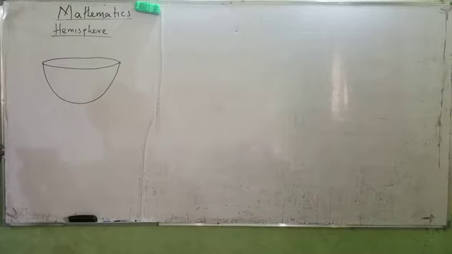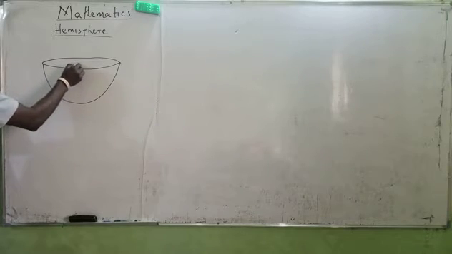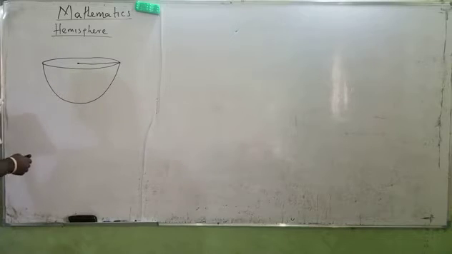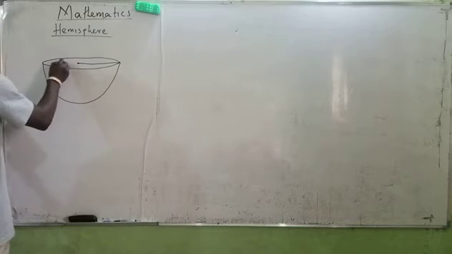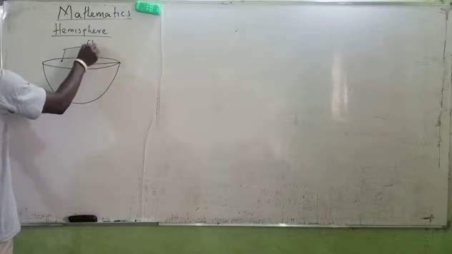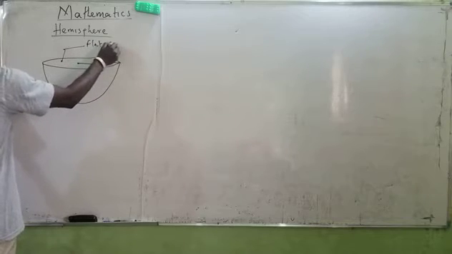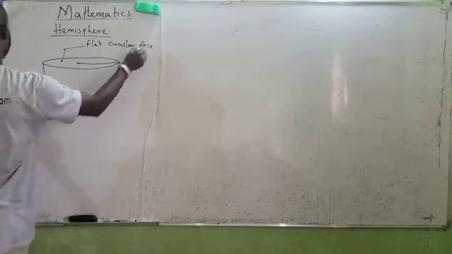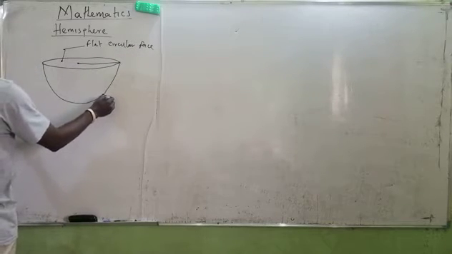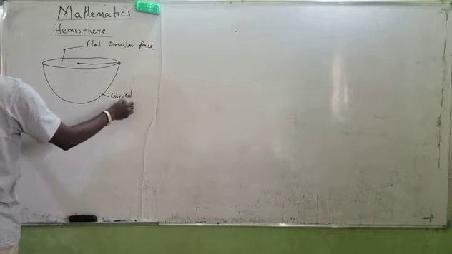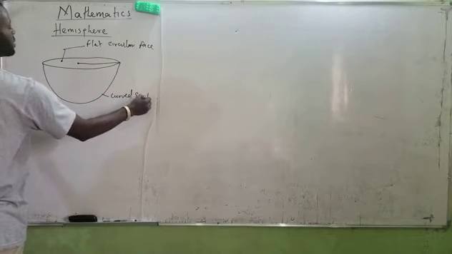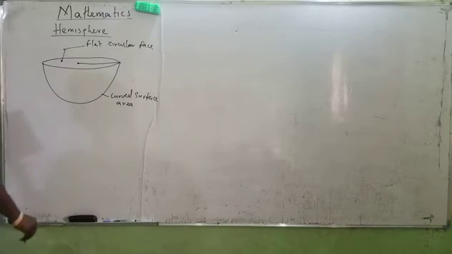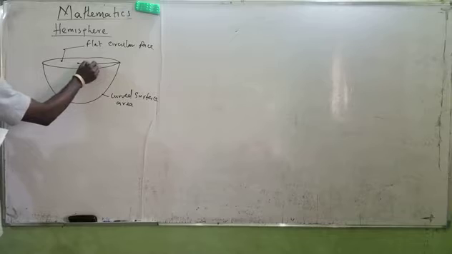Now, don't forget that here it has a radius. Are you with me? And here is called the flat circular face. And here is called the curved surface area. And this is a radius.